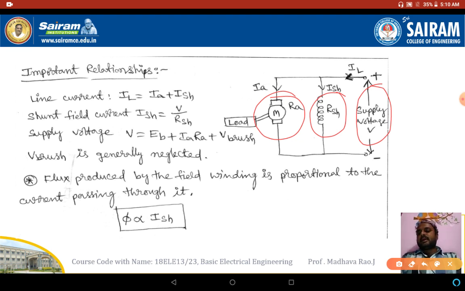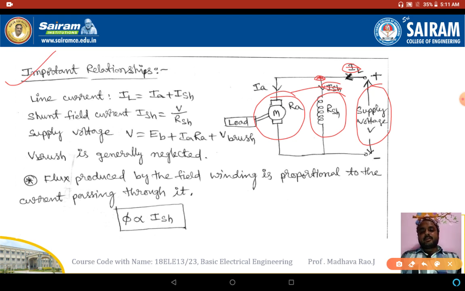If you see the important relationships for the DC motor, the line current IL is equal to IA plus ISH, if you apply KCL at this point. The field current ISH, the current flowing in this field, is equal to the supply voltage V divided by RSH, and supply voltage V is equal to EB plus IARA plus V brush drop. Generally for small rating machines, we neglect the V brush drop.